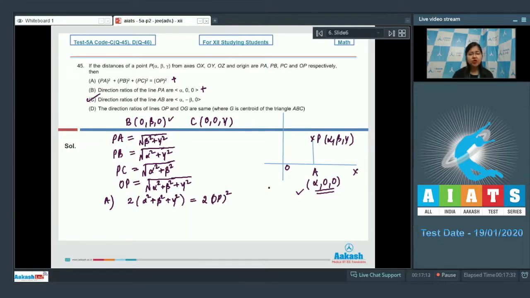Direction ratios of lines OP and OG are same, G is centroid of ABC. So coordinate of G will be A plus B plus C upon 3, that is alpha by 3, beta by 3, gamma by 3. So direction ratios of OG are alpha by 3, beta by 3, gamma by 3. And direction ratios of OP are alpha, beta, gamma. So they both are in proportion, so they are same. So answer is C and D.